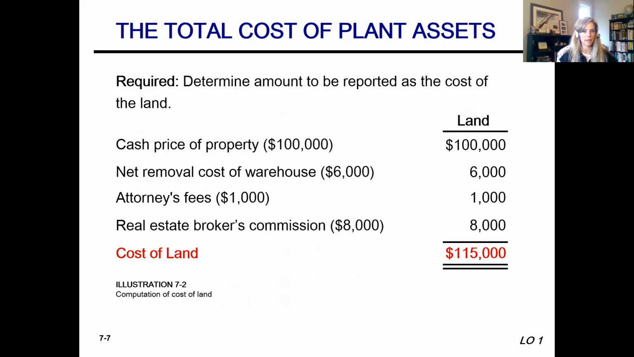And so in this example here, what we see is basically the cash price of the property for the land, the removal cost of the warehouse. Maybe the land location was amazing, but we just didn't need that old building on it. So let's remove it. And that's a cost because we're getting the land ready to use. And the other standard fees of attorneys and commissions for the real estate broker. So the cost of the land was $100,000, but in actuality, it was $115,000.